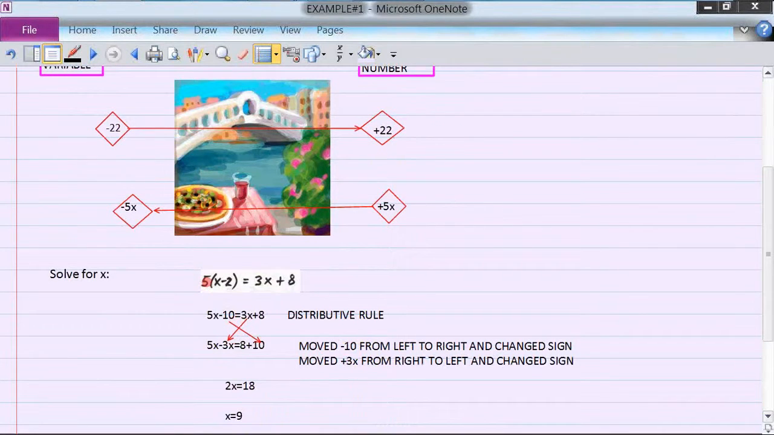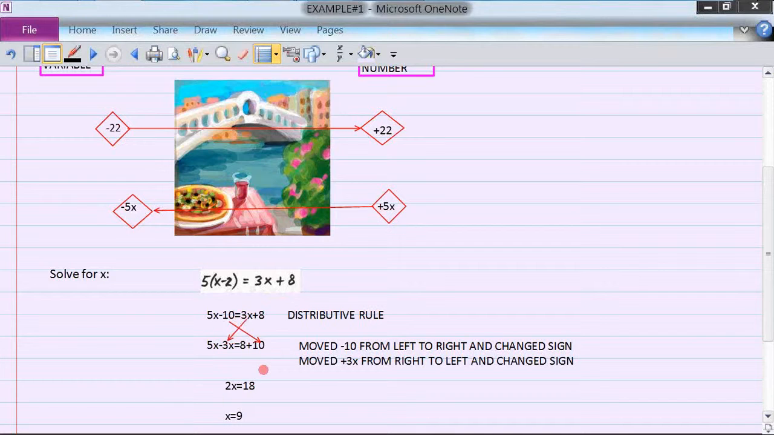Now let's go back and look at the problem we just did. We said 5 times x is 5x. 5 times minus 2 gives us minus 10. And here we have 3x plus 8. I'm going to change the minus 10 from the left side to the right side. All I have to do is change the sign. And I'm going to change the 3x from the right side to the left side, and it becomes minus.